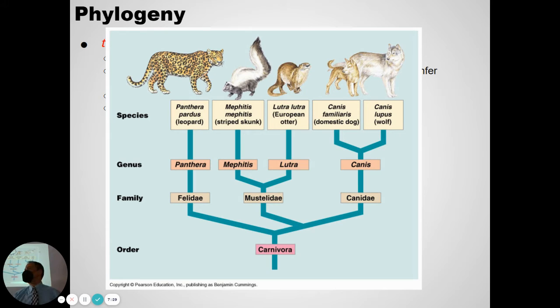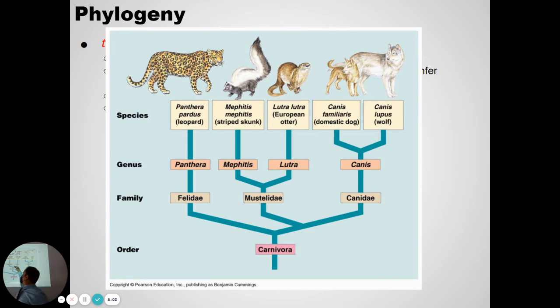Here we have a few different species of mammals, right? And we can see through this branching tree diagram, these are all animals in one order, the order Carnivora. So we could answer some questions based on this. Like, for example, is a skunk more closely related to an otter or a leopard? Which one? How do you know?